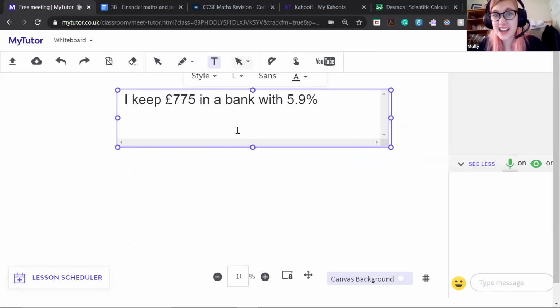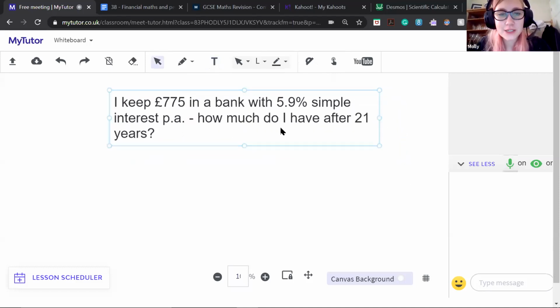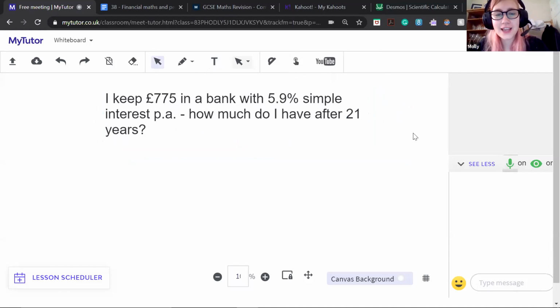So this you'll definitely need a calculator for. Simple interest per annum. How much do I have after, let's give it 21 years. Let's say you put it in when you're born and you leave it there for 21 years. And when you're 21, you take out all the money.